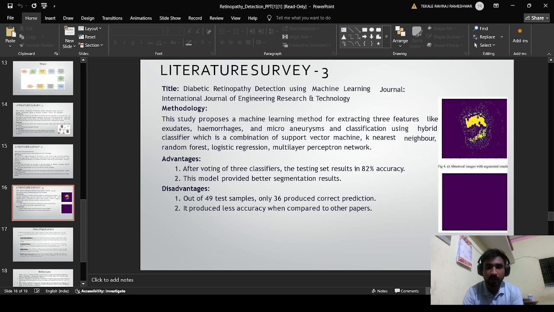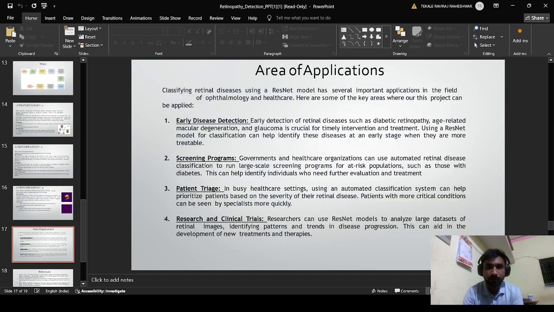The disadvantage is that out of the 49 test samples, only 36 produced correct predictions. It produces less accuracy when compared to the other papers.